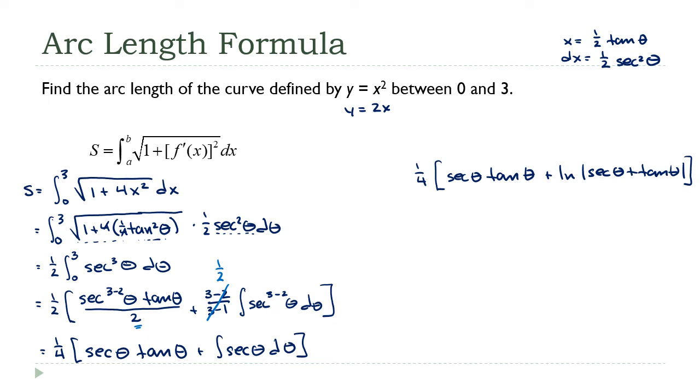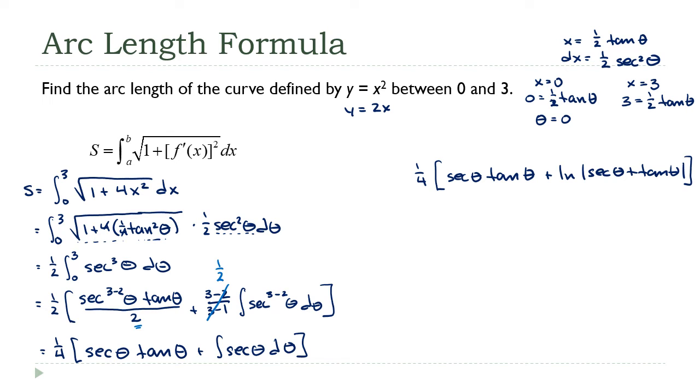And now I need to deal with those limits of integration, right? And I really don't want to have to take that back to being in terms of x instead of theta. So I'm just going to change the limits of integration. So what do I get to do when I'm doing that? When x equals 0, we get 0 equals 1/2 tangent of theta. That's tangent of theta equals 0. So theta equals 0. And on the other side, when x equals 3, 3 equals 1/2 tangent theta.